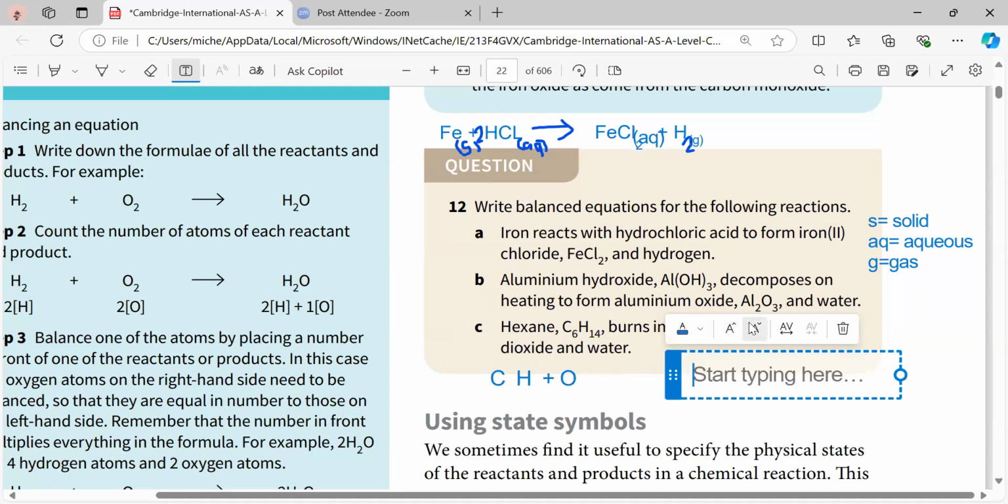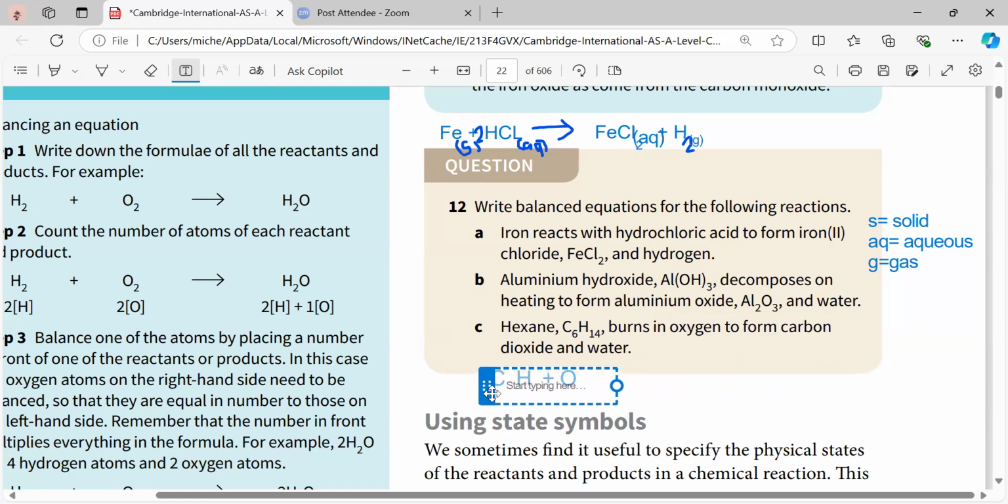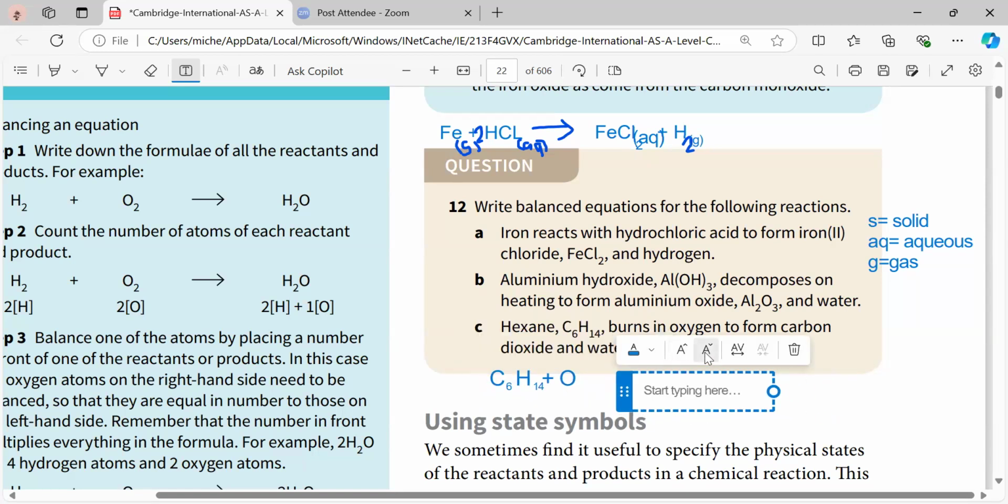So I'm going to write now in smaller form here. We have four right there, and then we have, oh, it's not four. I'm so sorry about that. It's actually C6H14. And for oxygen, here we have O2.